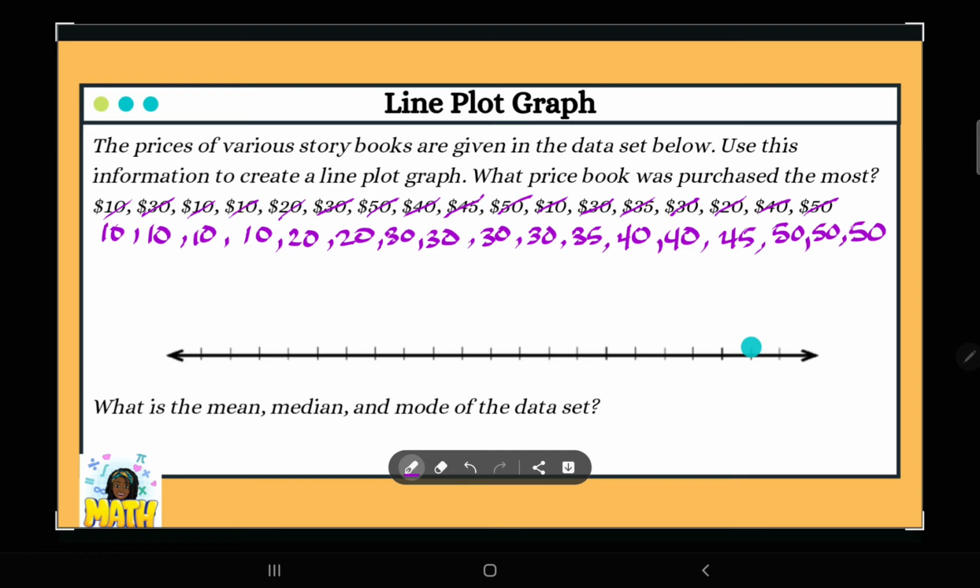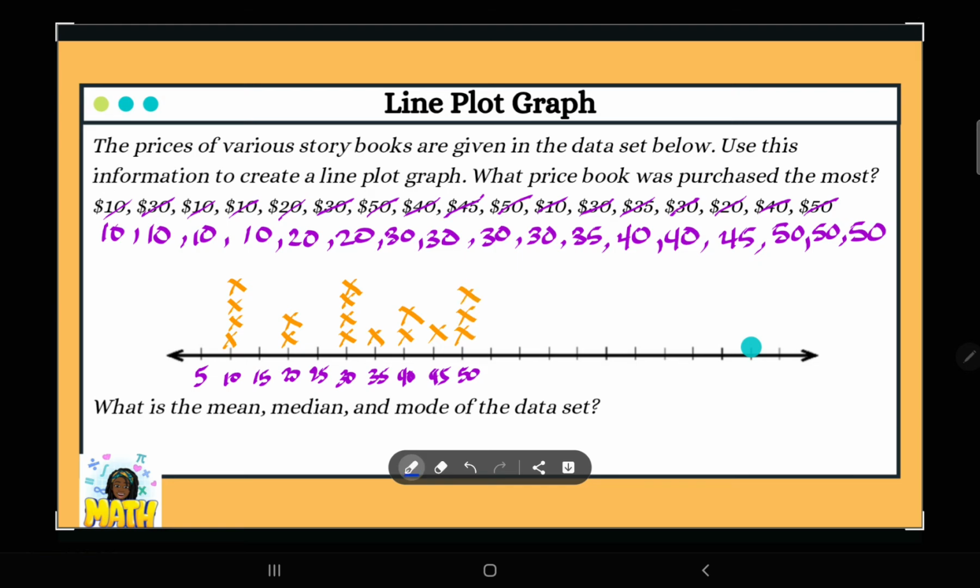Now I'm going to number my number line. Based on the values I have, I'm going to start with 5 and count by 5s until I get to 50. So go ahead and number your number line. Now I'm going to use my X's to represent the frequency. I have the number 10 four times. I have 20 twice. I have 30 four times. I have 35 once, I have 40 twice, 45 once, and then 50 three times.